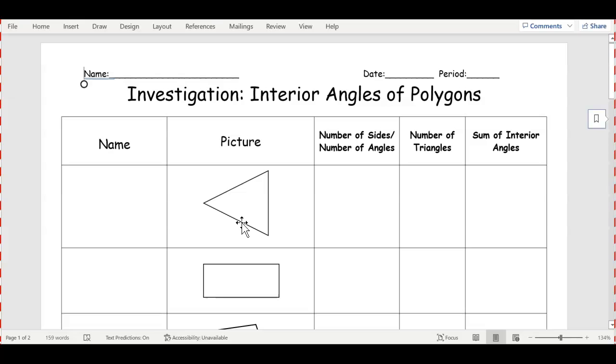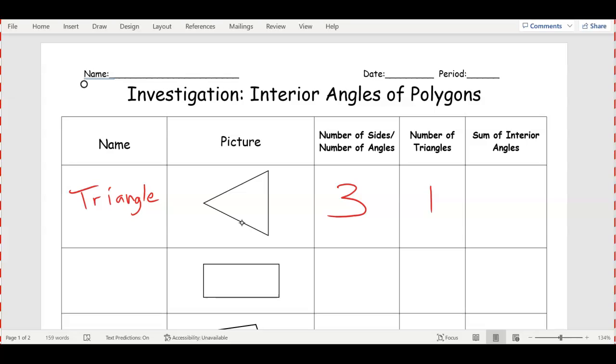Triangle, super easy, right? So we know this is a triangle, and how many sides do we have there? 3, super easy, right? Now, this might seem a very silly question. How many triangles are in a triangle? 1, okay? You'll see why this question matters, but for this one, obviously one triangle is just one triangle.